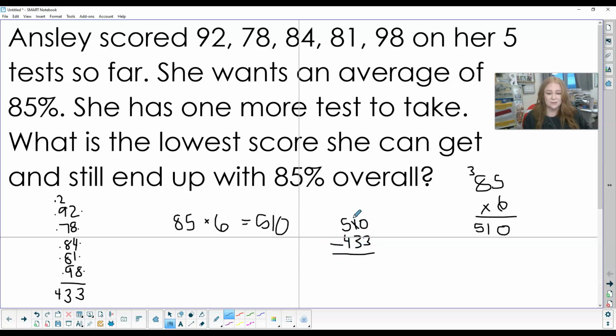So her last test score needs to be 77. So if I add all of these up, plus 77 would be 510, divided by 6 tests would give me exactly 85%. So the lowest she can get is 77%. So she can do kind of not that great on her test and still get an 85 overall. If she's getting a higher score, that's really going to bump her up.